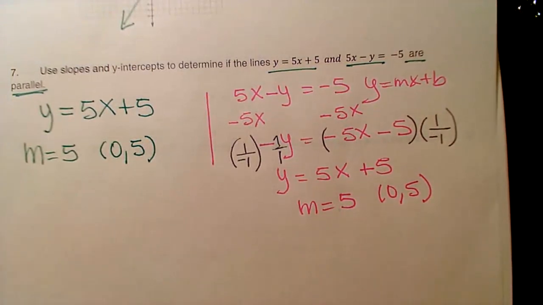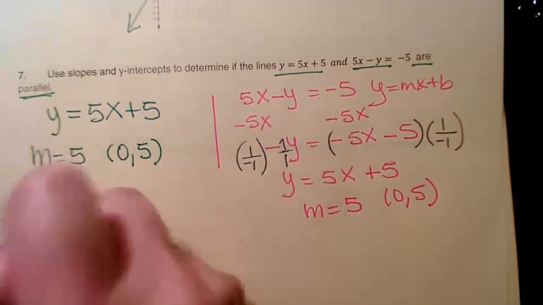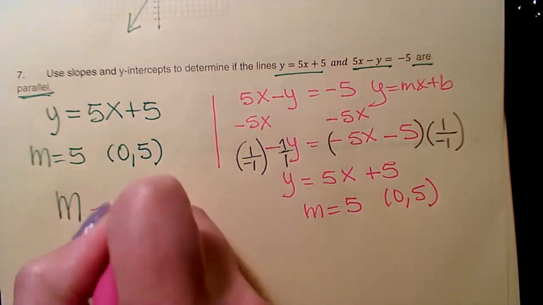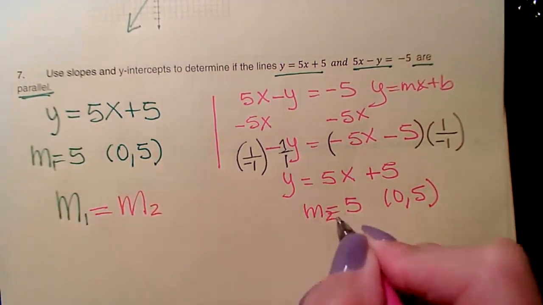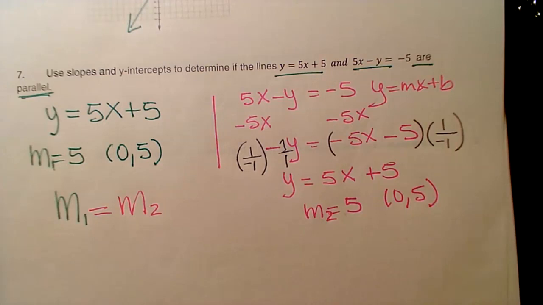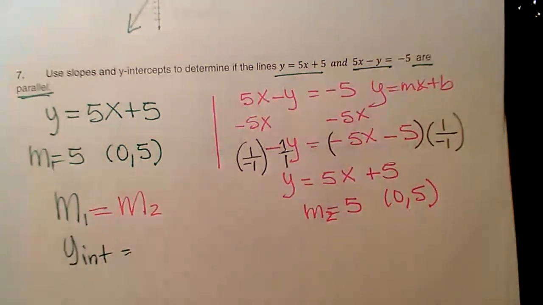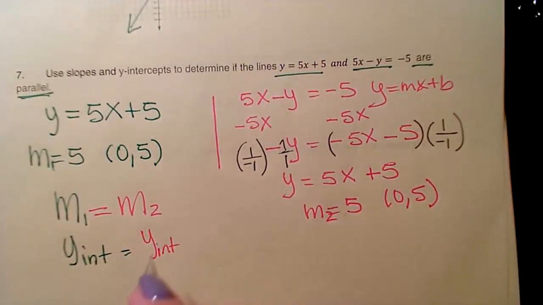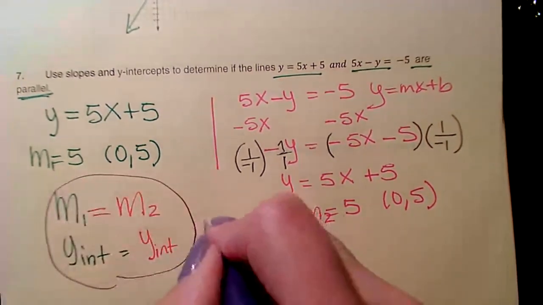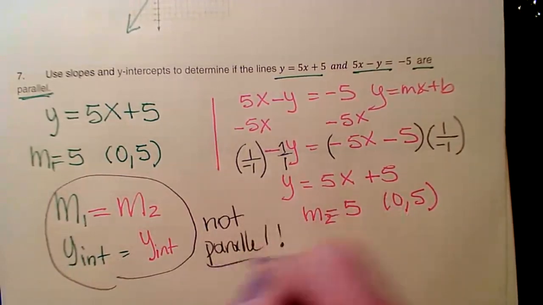As you can see, m is equal to this one, right? We could say m1 is equal to m2. And also, the y-intercept of the first is the same as this one. So that means they are not parallel because it's the same line. Okay? They are not.